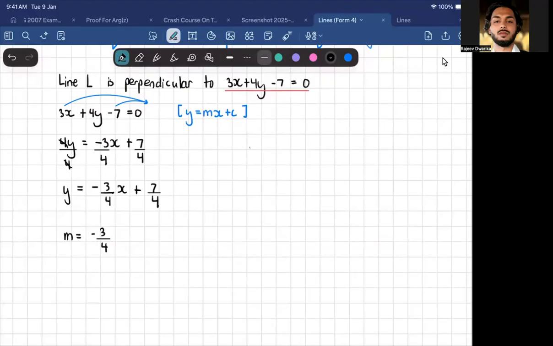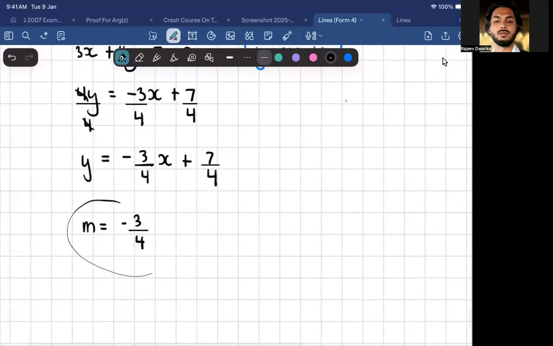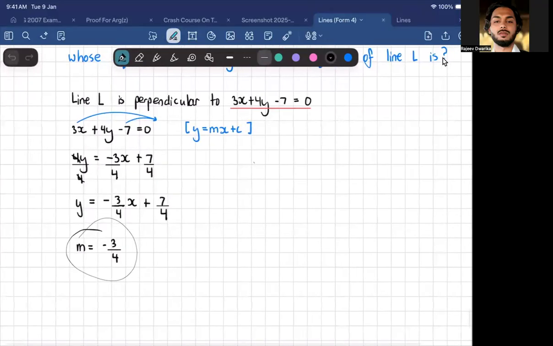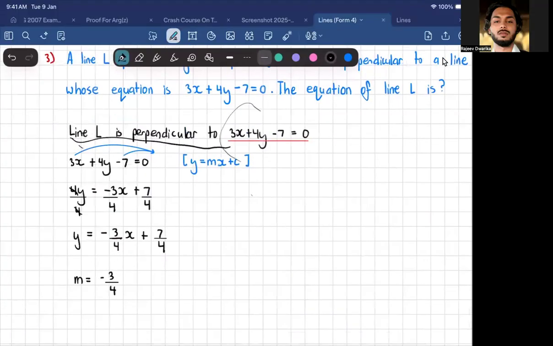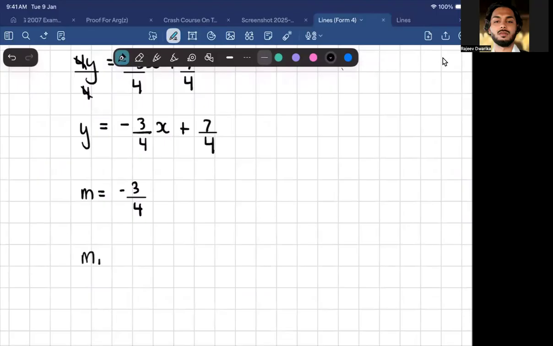Great. Is that our answer, or do we have to do something with that negative 3 over 4? We have to find the next one because they're perpendicular. Exactly. This wouldn't be our answer, because line L is actually perpendicular to this. So the gradient of L would be equal to what then?